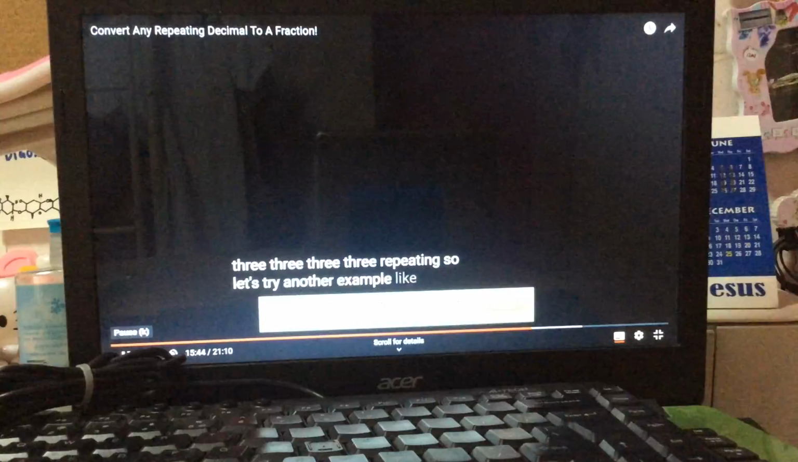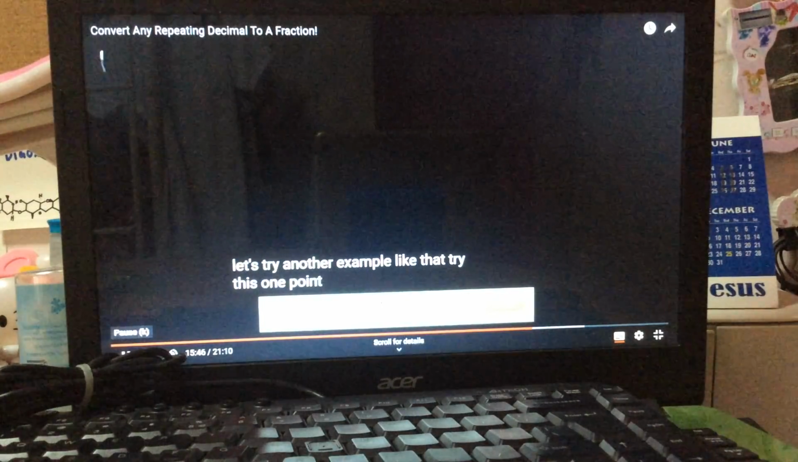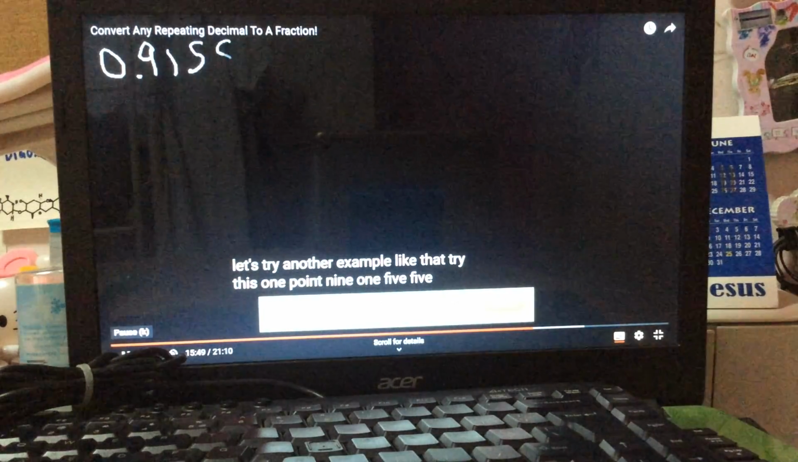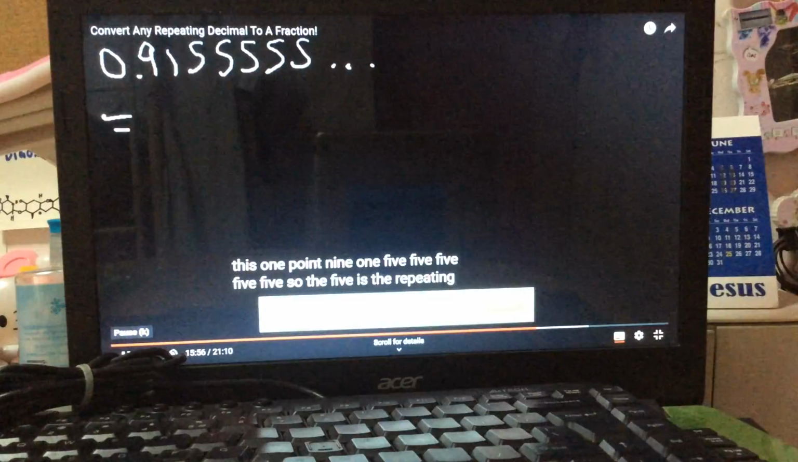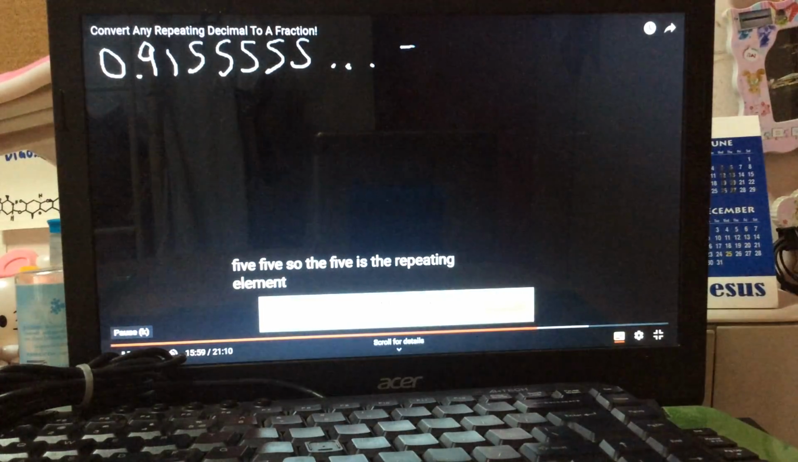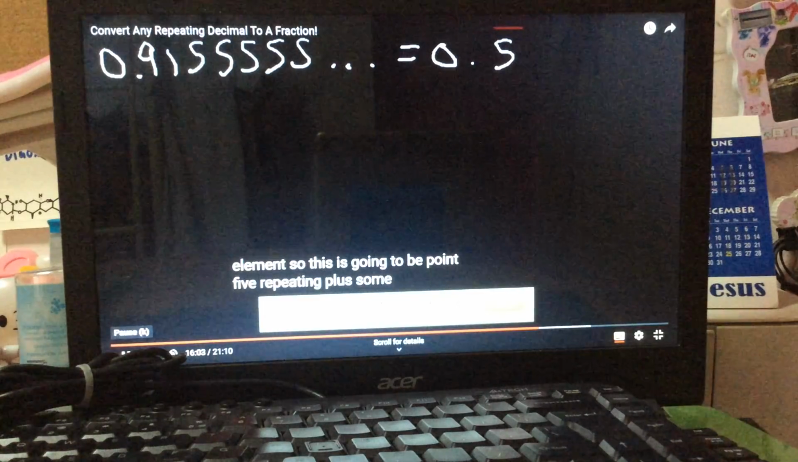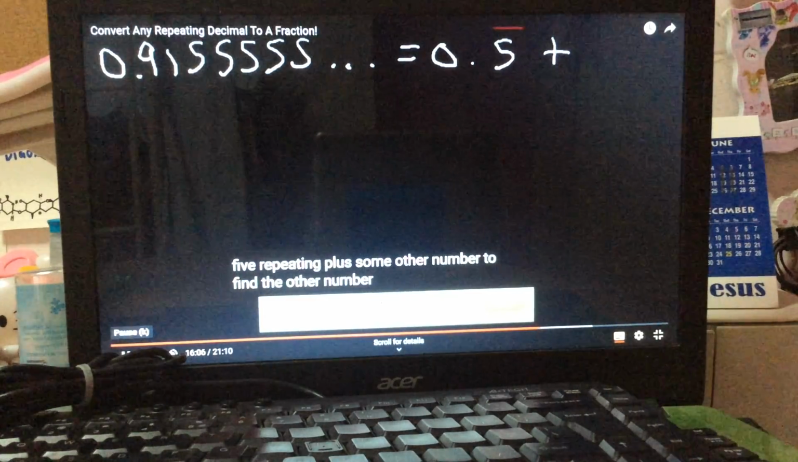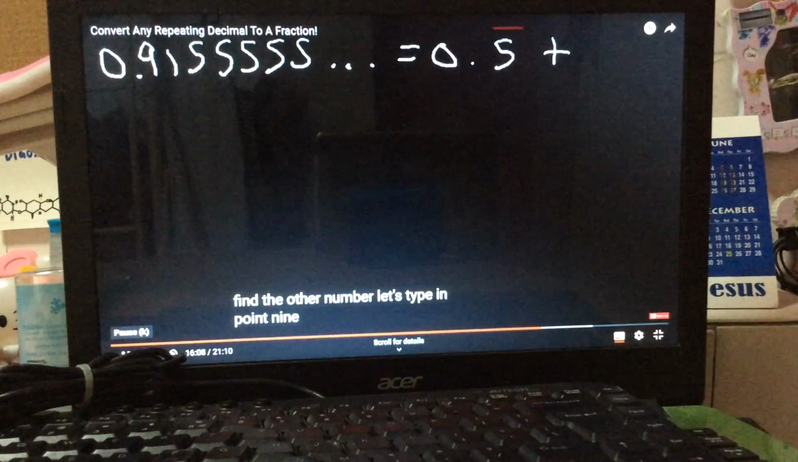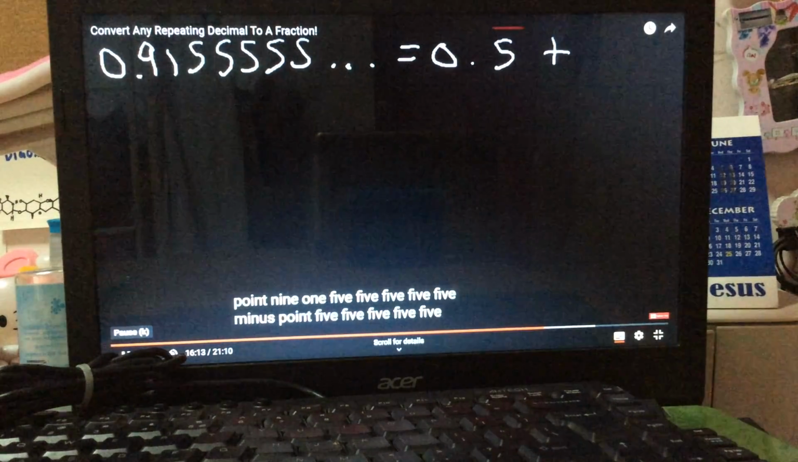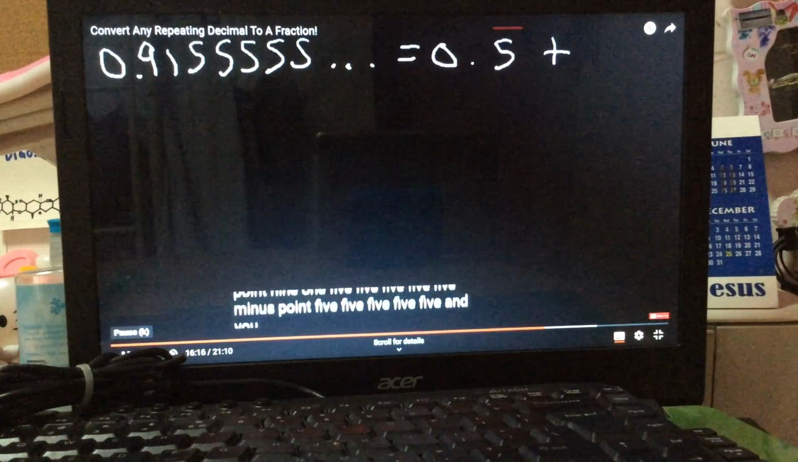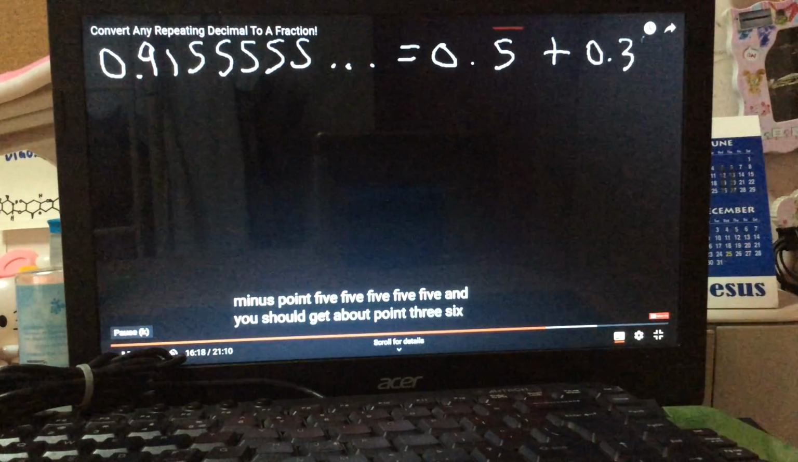So let's try another example like that. Try this one: 0.9155555. So the 5 is the repeating element. So this is going to be 0.5 repeating plus some other number. To find that other number, let's type in 0.9155555 minus 0.55555. And you should get about 0.36.